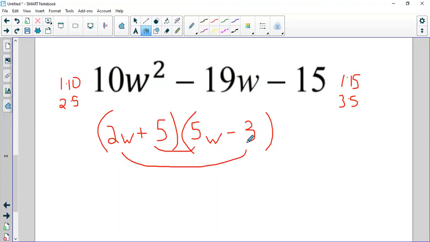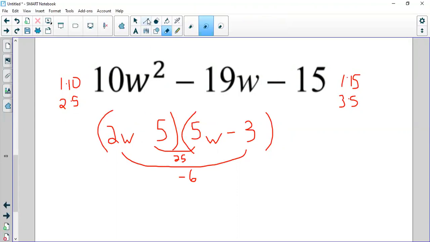Well, let's see, my outer, 2w times negative 3, gives me negative 6w. And my inner, 5 times 5, gives me positive 25. And hey, guess what? 25 minus 6 is 19. But it's positive 19, and I need negative 19. That means that my two numbers are opposite signs. That means that my two signs are backwards.